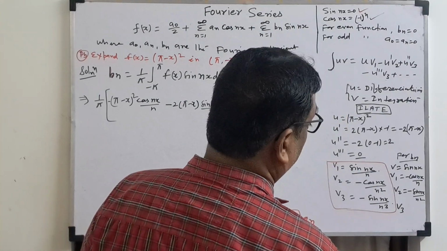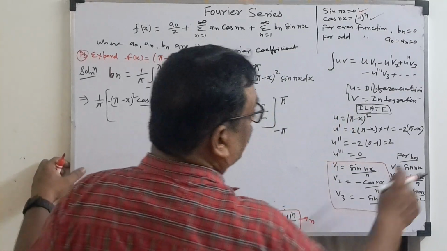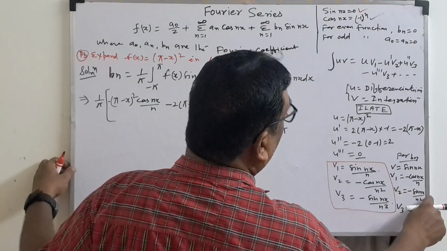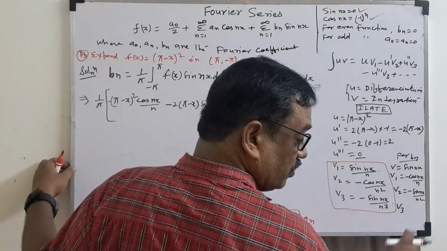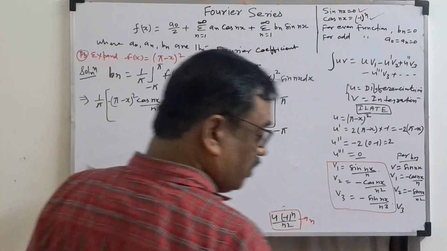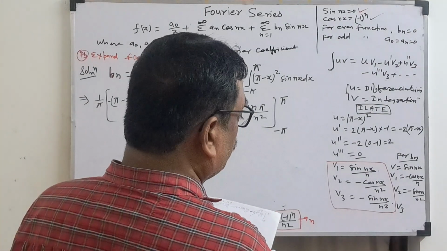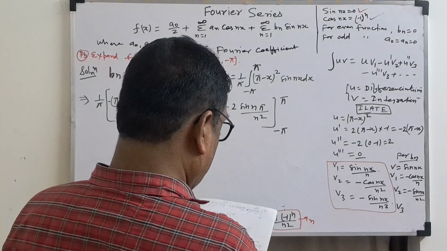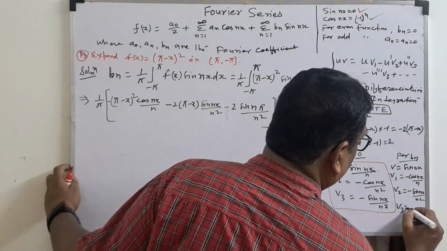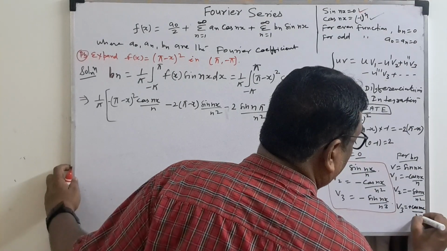Then this is cos. v3 is equal to v1, v is equal to sine nx. v1 is equal to cos nx by n, v2 is equal to sine nx by n square. What is the problem here? v1 is cos nx by n, correct. v2 is equal to sine nx by n square, v3 is equal to, so u double dash v3, correct. So we have to calculate v3 also. What is v3 here? Minus plus cos nx by n cube.